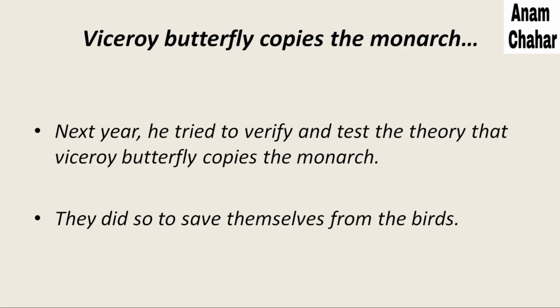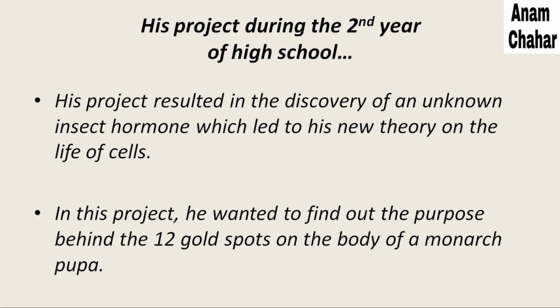Ebright tells us that although he couldn't prove that viceroys actually copy monarchs, later research by other scientists proved that yes, they do copy monarchs. Moving ahead, let's talk about his project during the second year of high school. Ebright's project during his second year of high school resulted in the discovery of an unknown insect hormone, which led to his new theory on the life of cells.